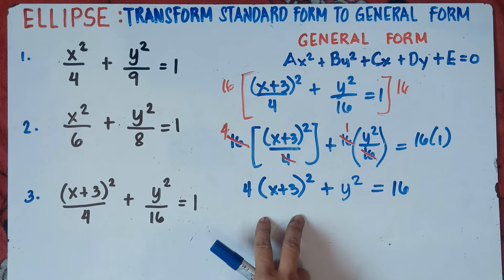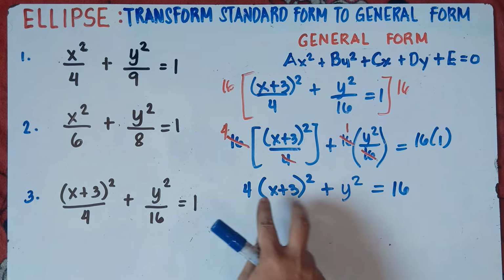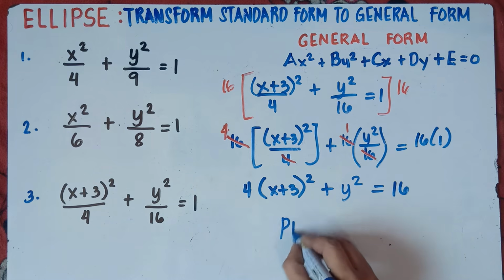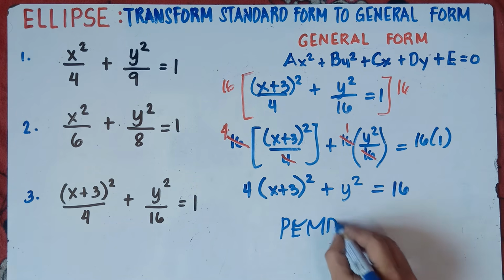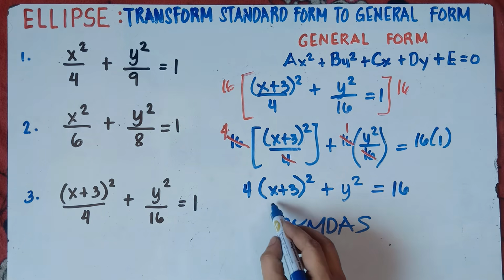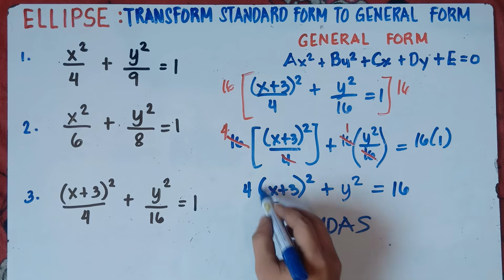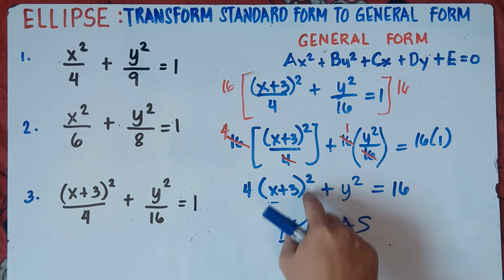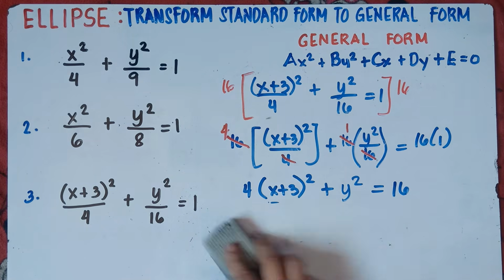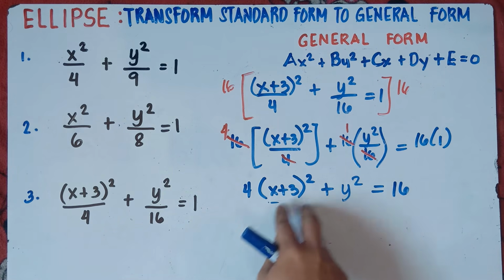Now check this one, class. Can we multiply 4 by this quantity? Nope, we cannot. Why is that, sir? Because we need to follow PEMDAS. Do you still remember PEMDAS, class? Parentheses and exponent come first before multiplication. So we need to simplify this one first: parentheses, then exponent. PEMDAS, class. So simplify this one, x plus 3 quantity squared.